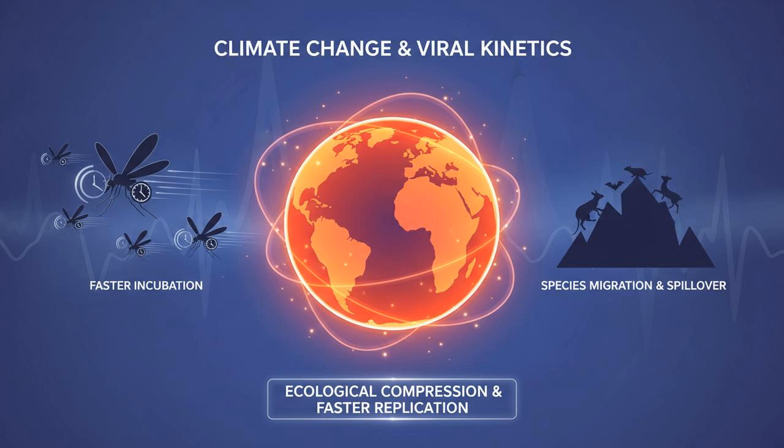Furthermore, climate change is forcing species to migrate. We are seeing ecological compression, where species are moving to cooler altitudes or latitudes to escape the heat. Highland rodents are encountering lowland bats, mixing diverse thermal physiologies and creating new opportunities for viruses to jump hosts and trial their thermostability adaptations on new immune systems.